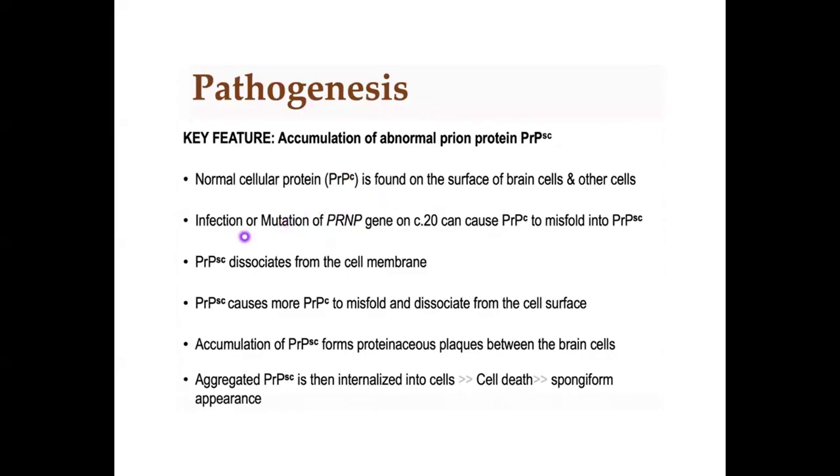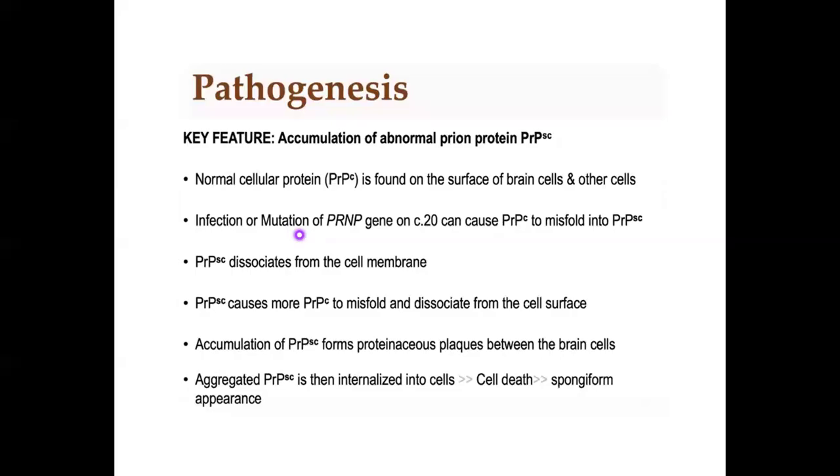So you're going to ingest a prion from, let's say, an animal or a human being, or it is spread through blood transfusion. Then this prion protein will make its way up to the blood-brain barrier and cross into the brain. When it reaches the brain, it causes misfolding of the prion proteins there, and that triggers apoptosis, leading to cell death.